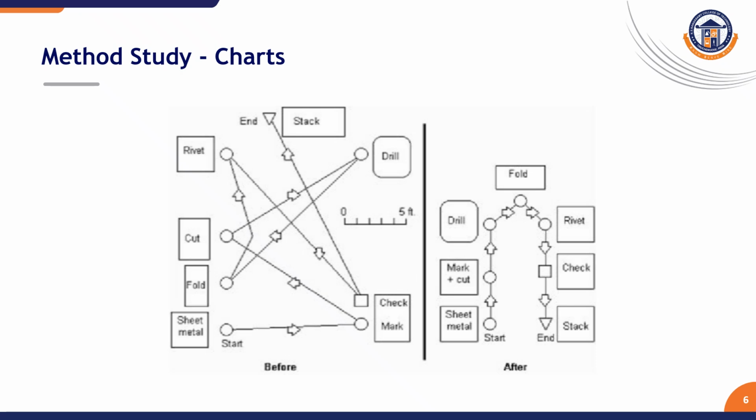How do you improve this? On the right-hand side, you see a smooth flow of material and equipment, of raw material. From sheet metal it starts, goes for marking and cutting. The O you see is an operation. Then it goes for drilling, another operation. Goes for folding, another operation. And then riveting, another operation. And finally, checking is an inspection, shown in a square, and finally the end, stacking. So this is the advantage of method study. This is an example of the advantage of method study.